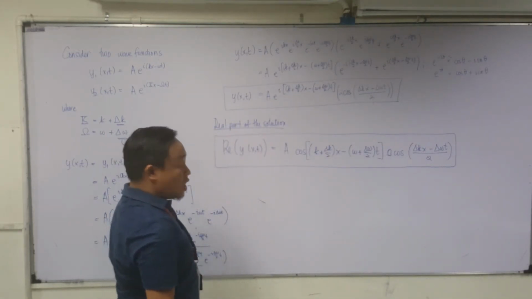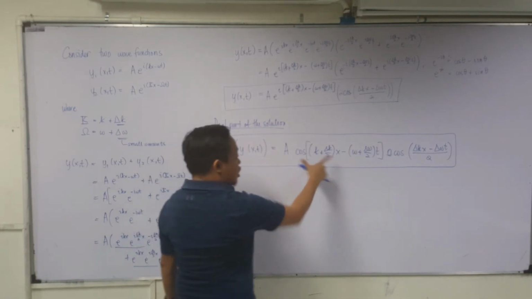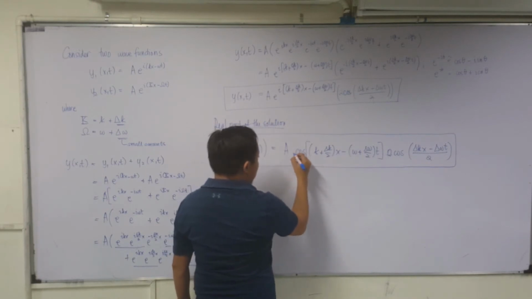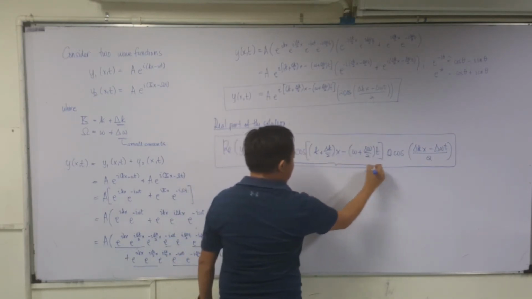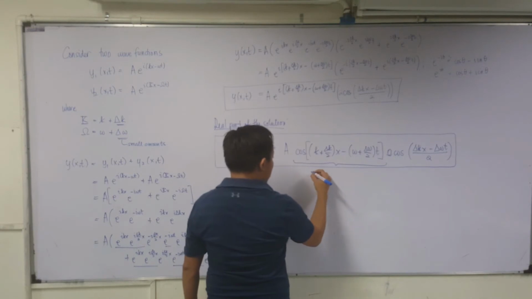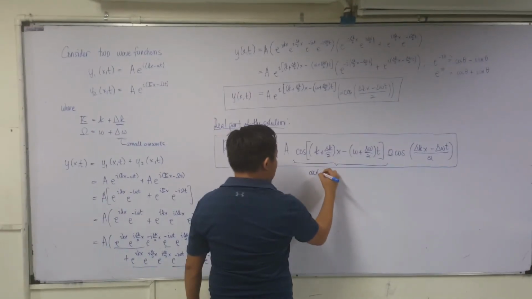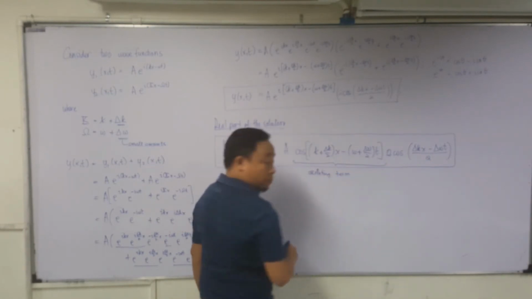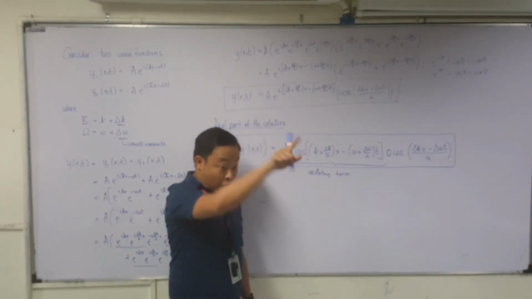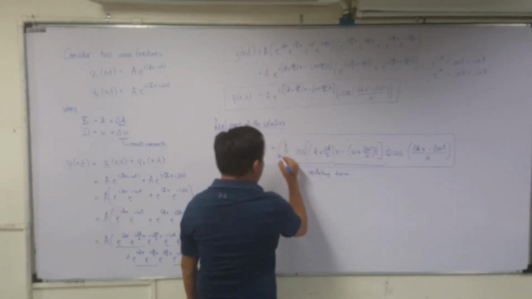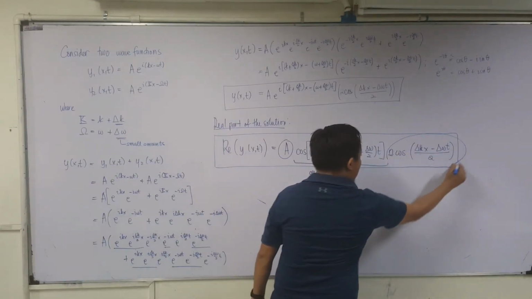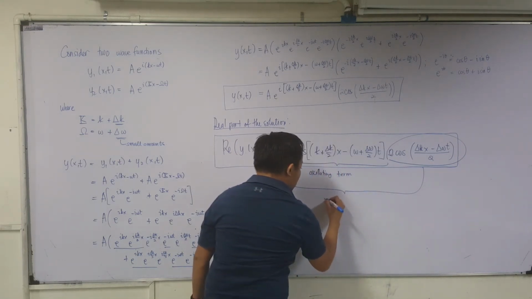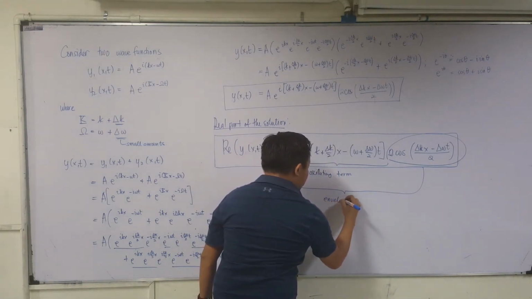If you notice here, we have two oscillating functions. We have this oscillating function, we call this the oscillating term. So this is the actual wave. And this together with this form what we call the envelope.